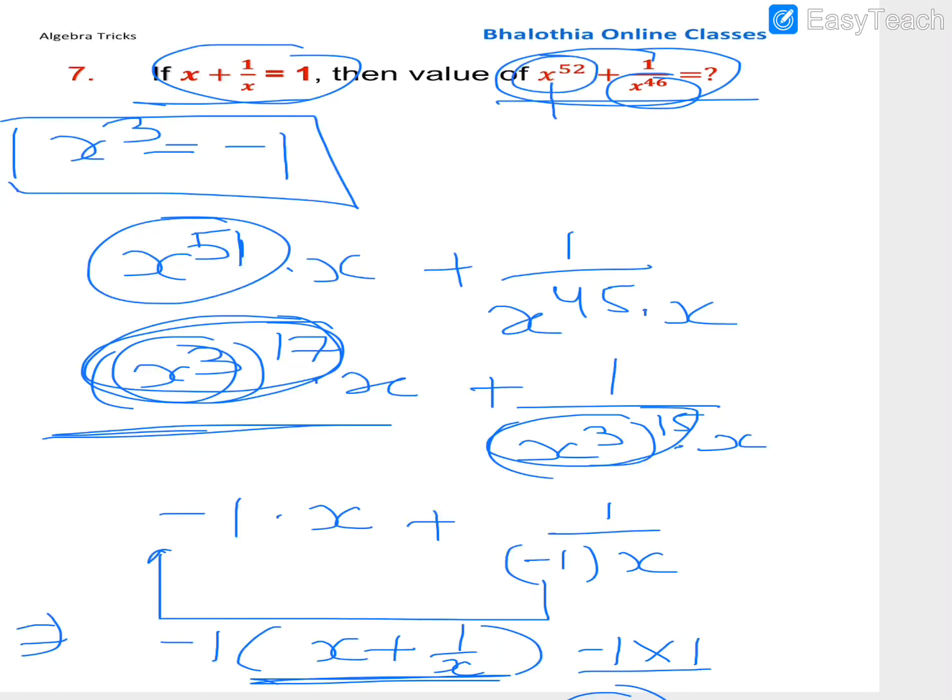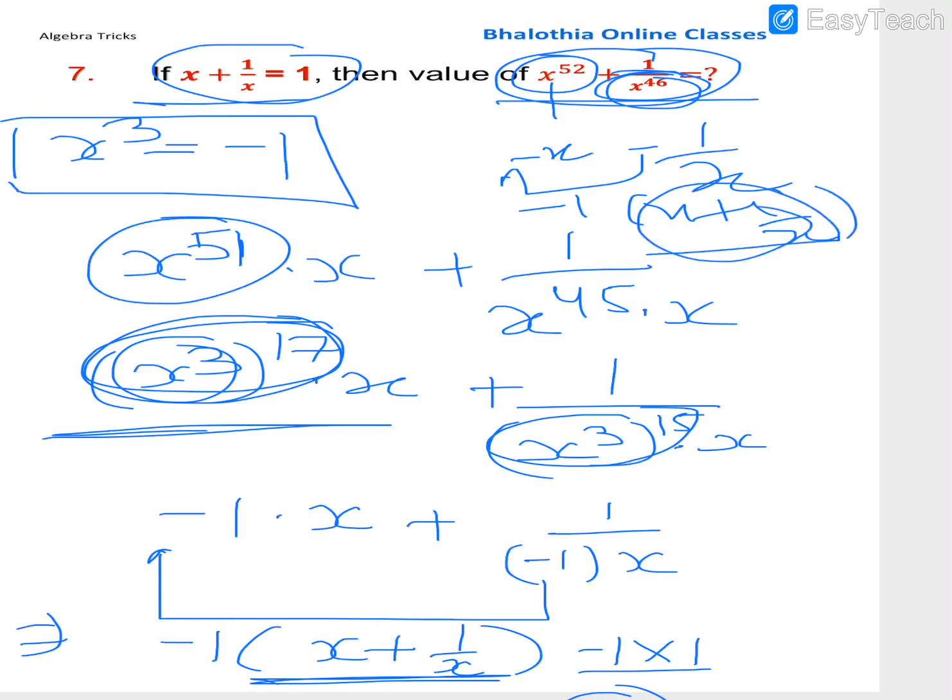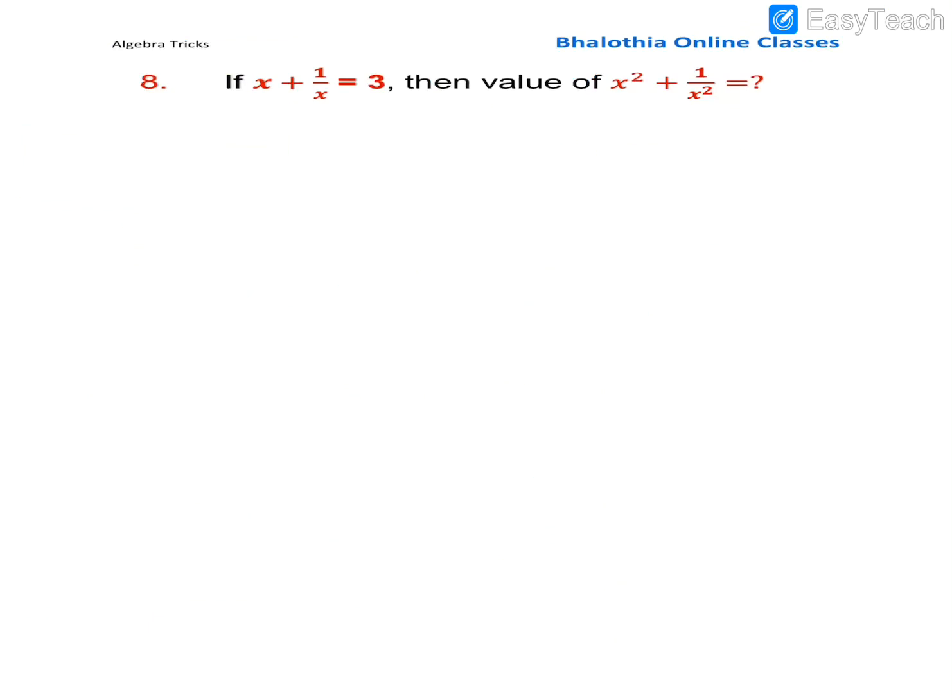It will become 17 x raised to the power 3 into 17, and then 17 will become like minus 1. Minus 1 means minus x, and in the same way here it will become minus 1 upon x. Let's keep that minus 1 outside, so it is x plus 1 upon x. So your answer will be minus 1 into 1, so that will be minus 1. Okay, it was very easy. So just to explain you, I'm just writing these here.